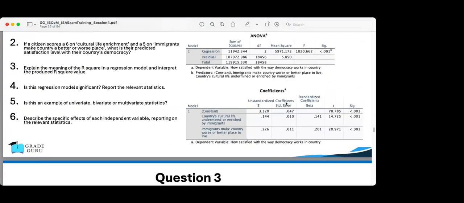So you were looking at the unstandardized coefficients B column, right? So for B1, if they ask you, okay, please explain what that B1 means, then you would say, when cultural life enrichment increases by 1, then satisfaction with democracy would increase by 0.144. Sorry, I got the dependent variable mixed up earlier, I'm tired. Does that make sense? Yes, thank you.